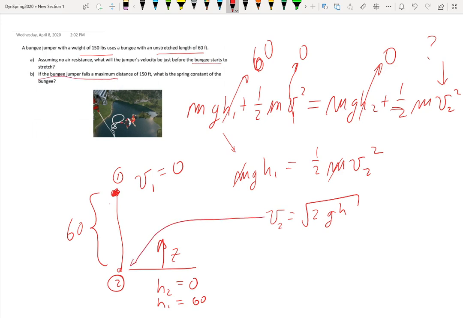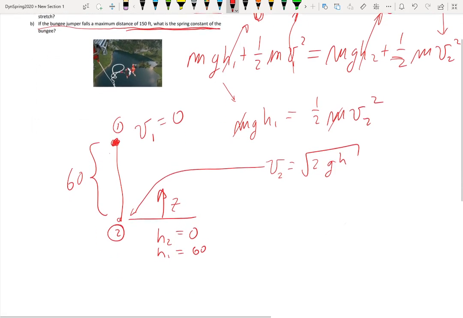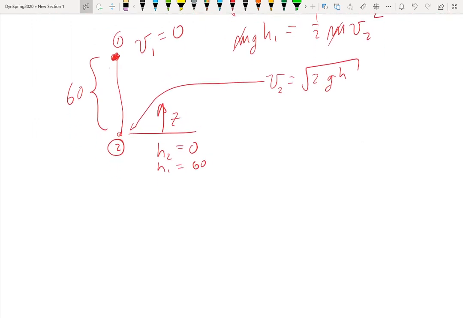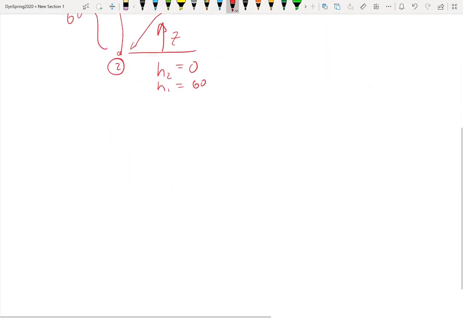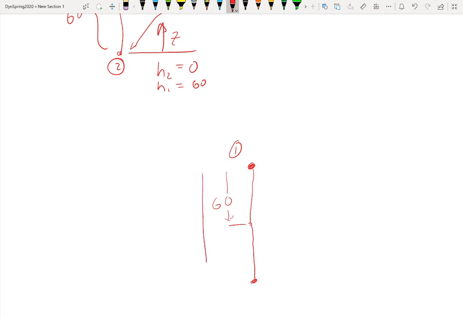Then he says if the bungee jumper falls a maximum of 150 feet, what's the spring constant of the bungee cord? Here's what happens. Wait a minute. He falls a maximum distance of 150. So here's the guy, state 1. He jumps off down to 60, then starts stretching, goes all the way down to here. That's 150. We're going to call this state 2.